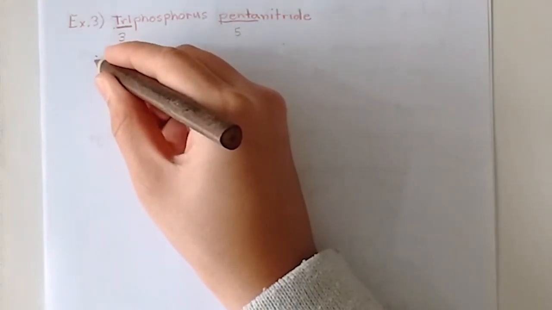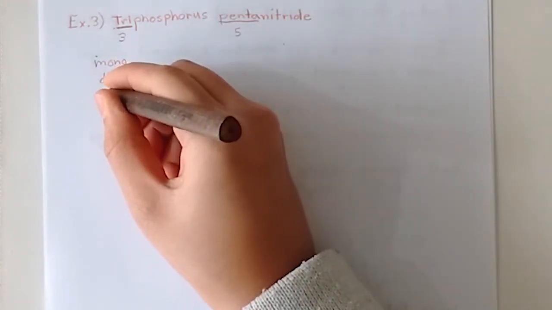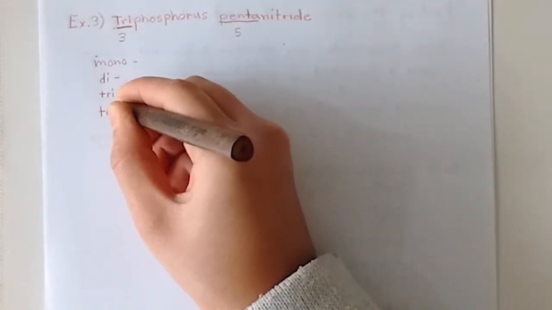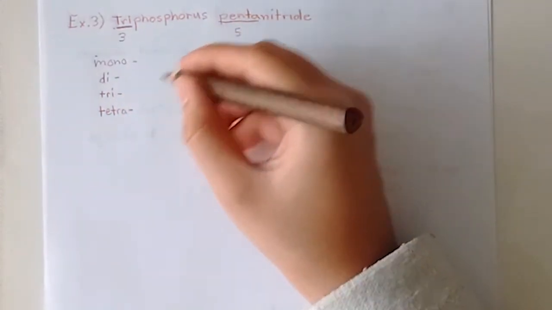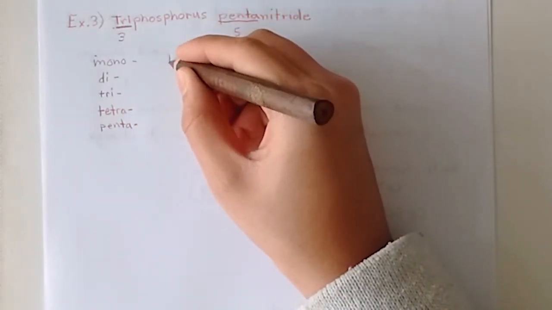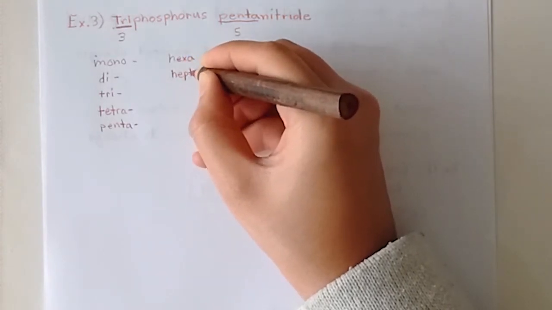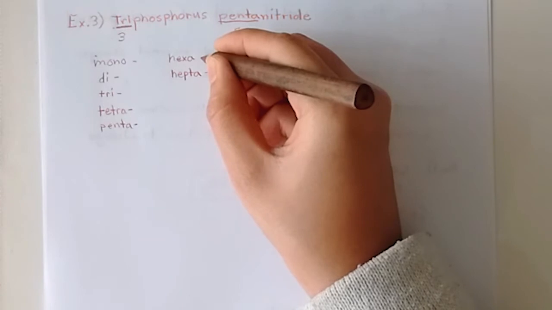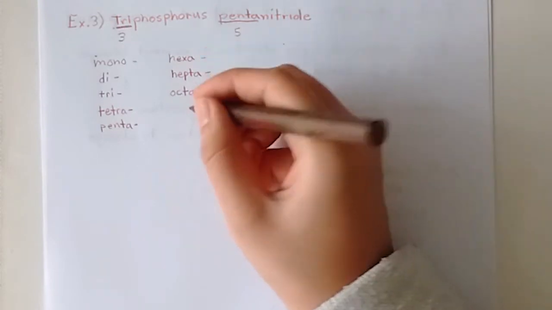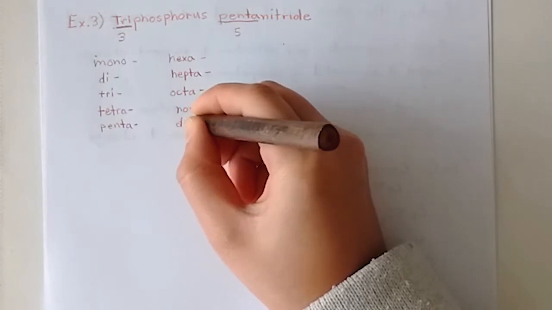Mono is for 1, di is for 2, tri is for 3, tetra is for 4, penta is for 5, hexa is for 6, hepta is for 7, octa is for 8, nona is for 9, and deca is for 10.